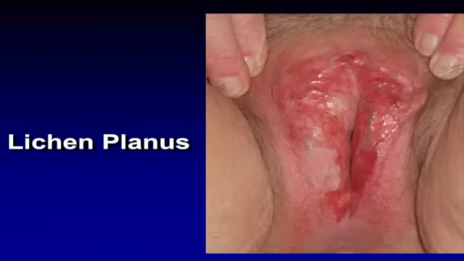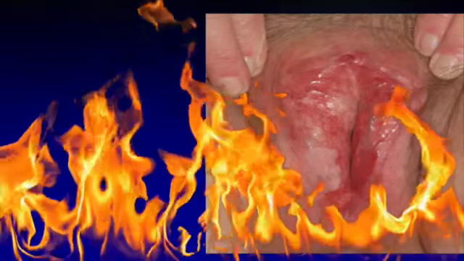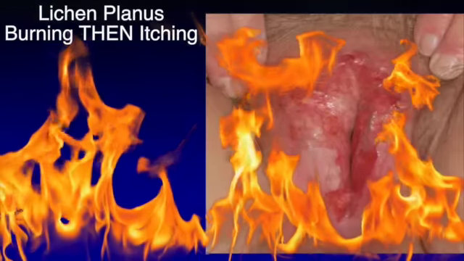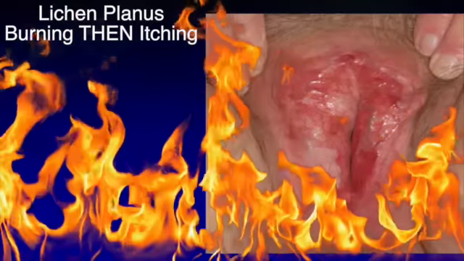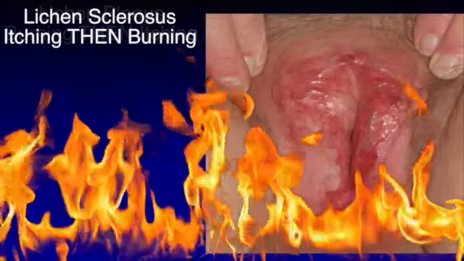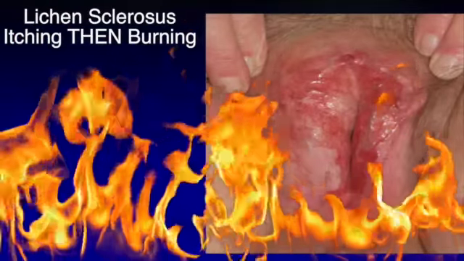This is an example of vulvar lichen planus. Lichen planus can present in several forms. The most common form affecting the vulva and vagina is erosive mucosal lichen planus. Symptoms include itching and burning, which are similar to lichen sclerosus. The difference is in what comes first, itching or burning. For lichen planus, burning comes first. For lichen sclerosus, itching comes first.